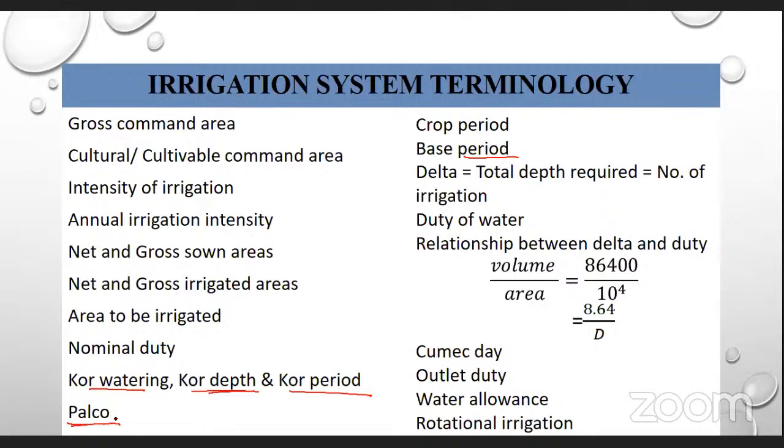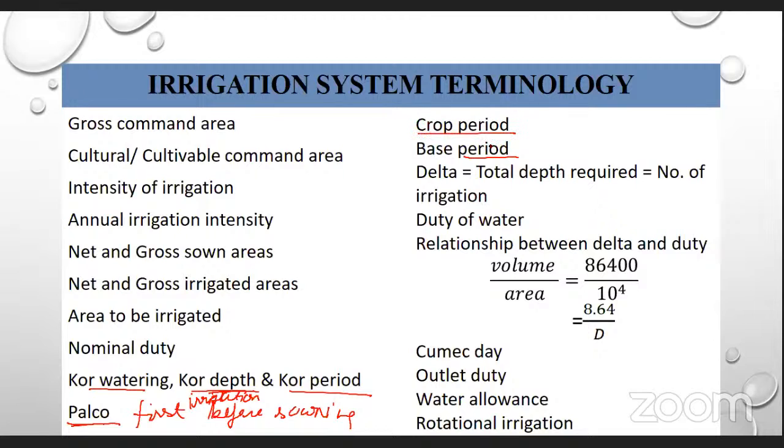Then we are having the palco. So this palco is the first irrigation we are providing to the land before sowing of the crop, okay. It means we have not sown any seed yet. Whatever irrigation we provide to the land before sowing is known as the palco. And this first irrigation is usually for proper seed germination and for the seedling establishment, okay.